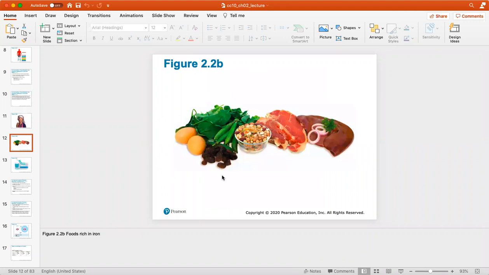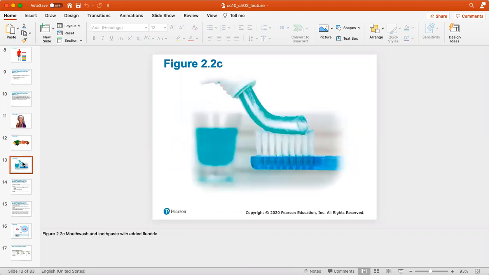Foods that are rich in iron: a lot of green leafy vegetables, beans, dried fruit, eggs, nuts, and red meat are very rich in iron. Mouthwash and toothpaste with added fluoride, that's common to add it to help with tooth decay.